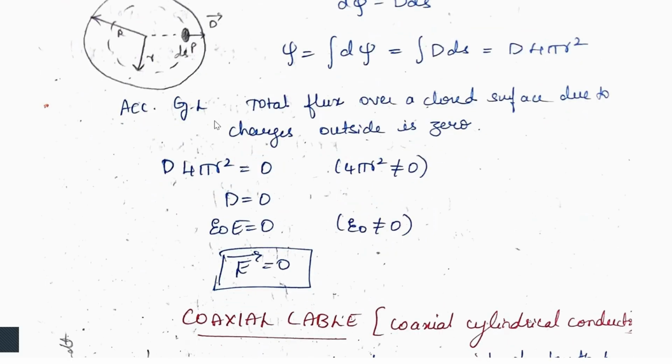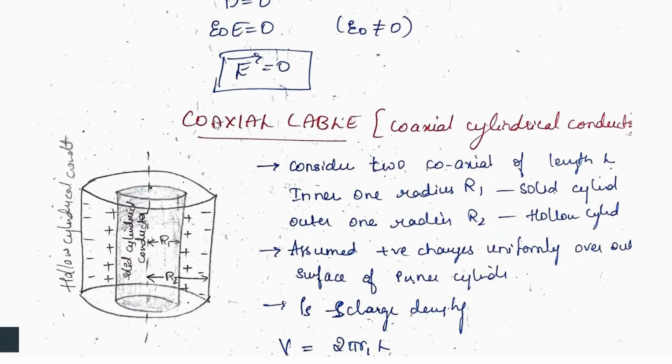One application we are going to learn here is the coaxial cable, a cylindrical conductor. Consider a coaxial cable of length L, inner radius R1, that is a solid cylinder, and outer radius R2, that is a hollow cylinder. Assume that there is a positive charge over the surface of the inner cylinder. So the outer cylinder will have negative charge.